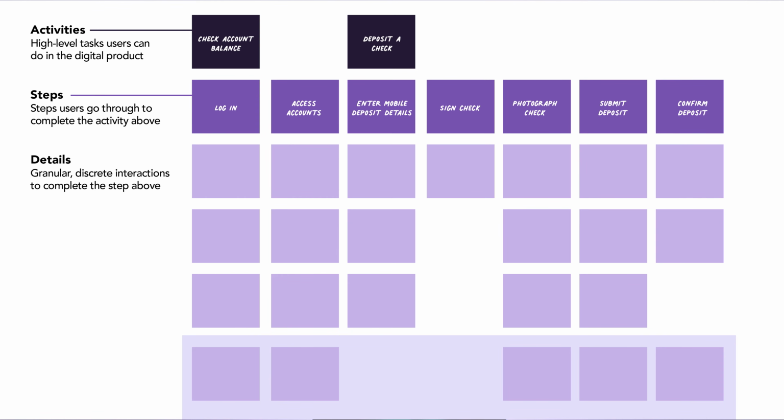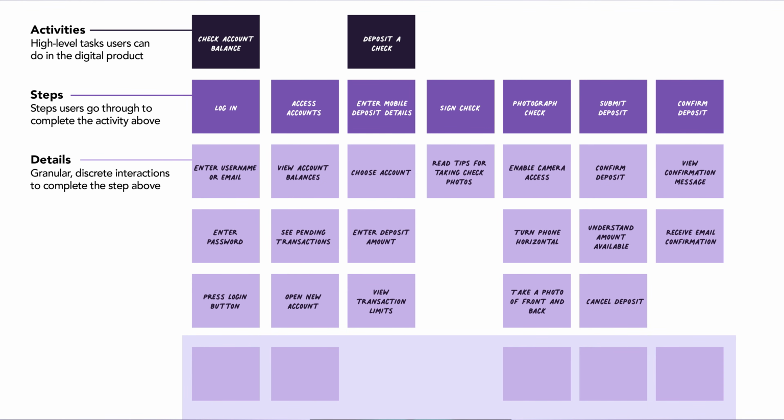Details sit at the third level of the story map and describe the more granular interactions that are necessary for users to complete the step above. For example, entering a username or email address and entering a password would appear as 2 separate details underneath the login step. Use a different color sticky note for the details to keep the story map organized and the activities, steps, and details distinct.